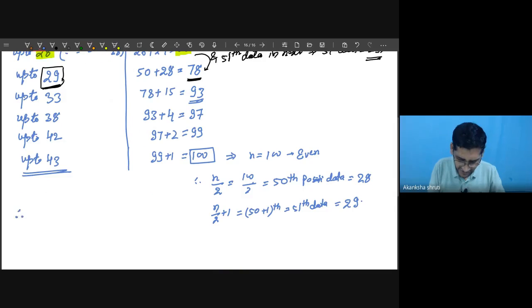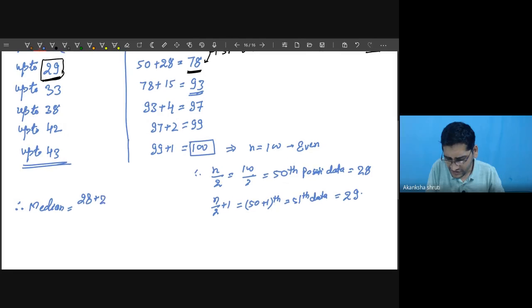Therefore, what is the median? Median is equal to the sum of 28 plus 29 divided by 2. It is 28.5.